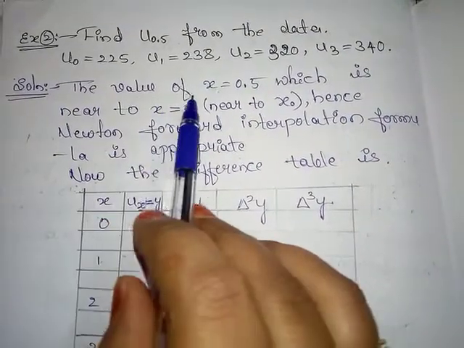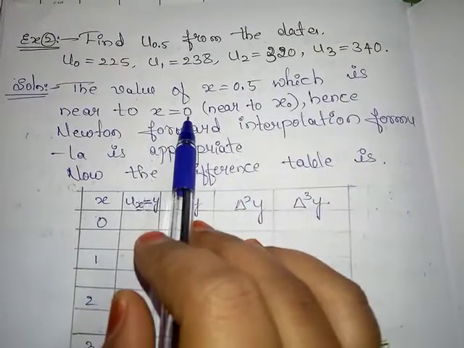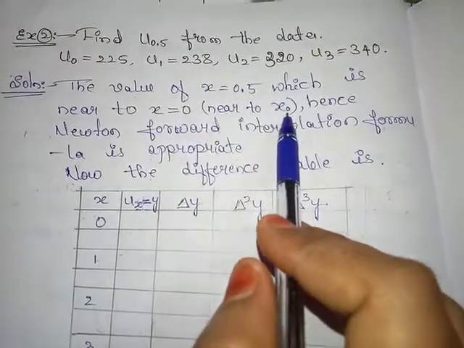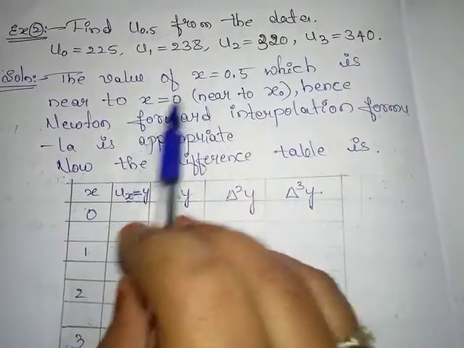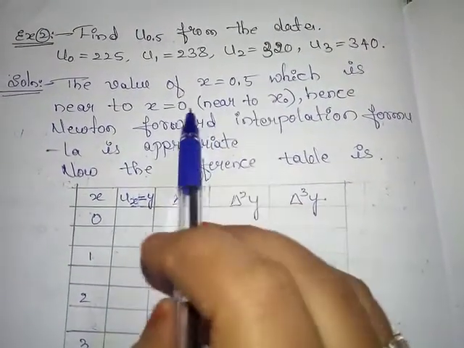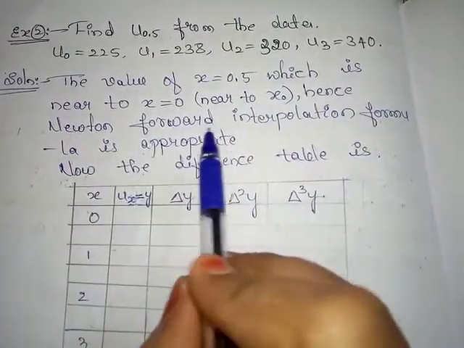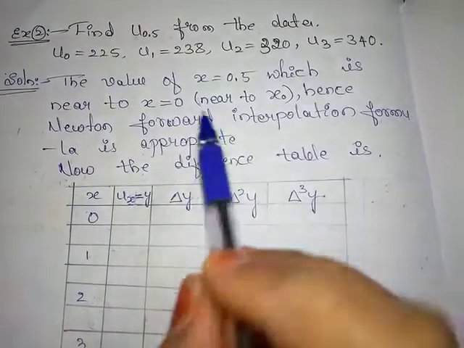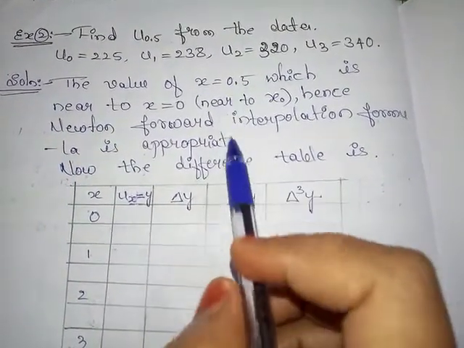Solution. The value of x is equal to 0.5, which is near to x naught. The first value is x naught here, and the value of x, that is 0.5, is near to x naught. Hence Newton's interpolation formula is appropriate. For every example you must write at least this much.